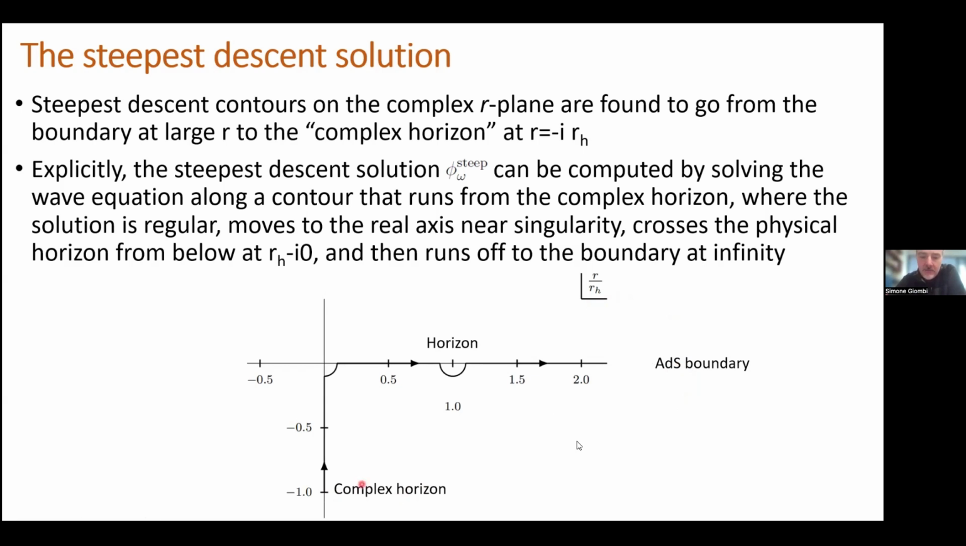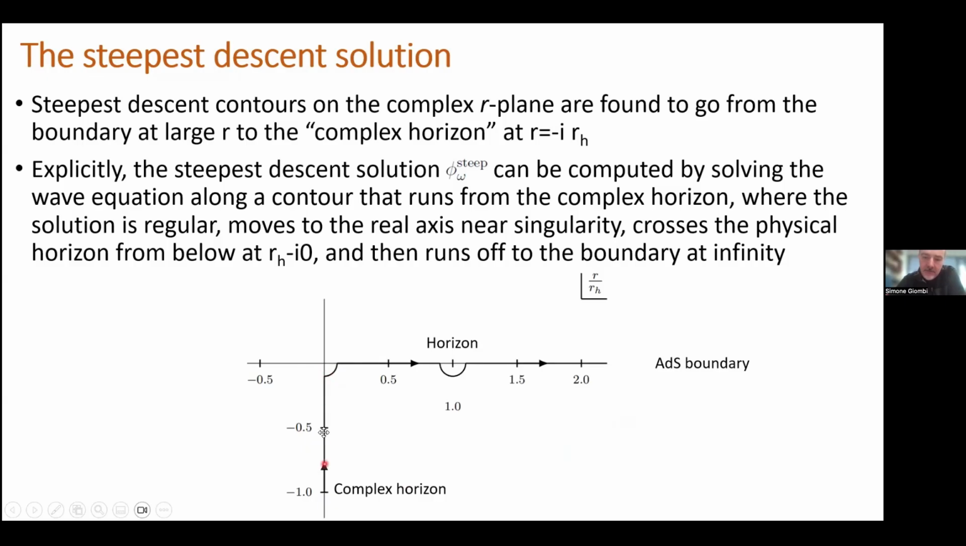And the solution built along those steepest descent contours is regular as you approach this complex horizon. In order to connect that to the infalling solution, they basically deform the steepest descent contour to run instead along this contour shown here, which goes from this complex horizon along the imaginary axis close to the singularity. And here you have to do a dedicated analysis and then rotate.